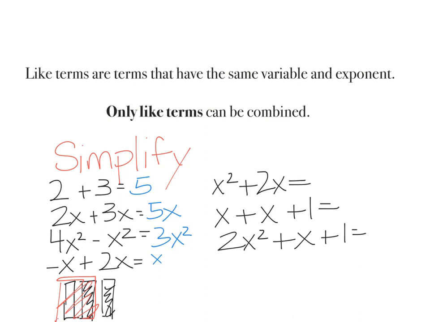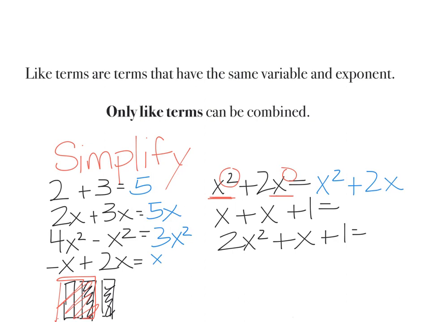Alright, so what about x squared plus 2x? Can we combine those? Well, we have to ask ourselves, are they like terms? Does it have the same variable? It has the same variable. Does it have the same exponent? Oh, it does not have the same exponent. Therefore, I cannot combine these. This is already simplified. If asked to simplify it, this is already the simplified form. This is as simplified as it can get. We can't reduce it any longer because those terms can't be combined.